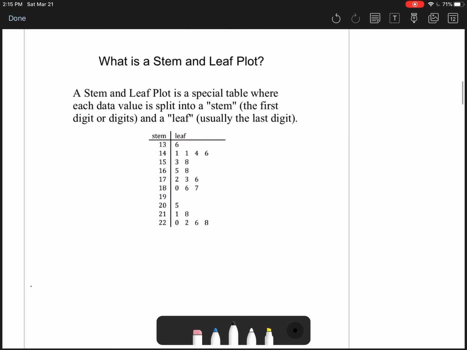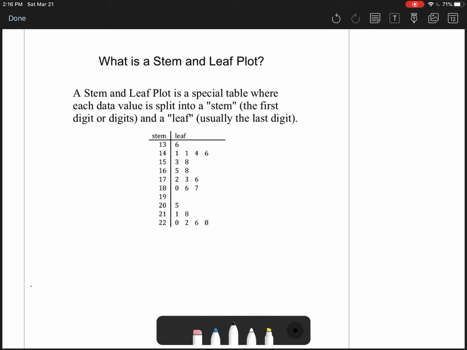All right, so let's talk stem and leaf plot. This is the definition here. A stem and leaf plot is a special table where each data value is split into a stem, which usually represents the first digit or digits, and a leaf, which is usually the last digit. Leaf, most of the time, is going to represent the ones column. So think of the leaf column as your ones column. The stem is going to be the tens, hundreds, or thousands going on from there.